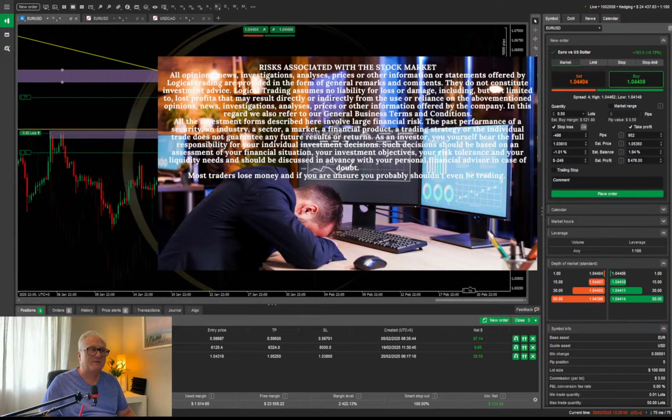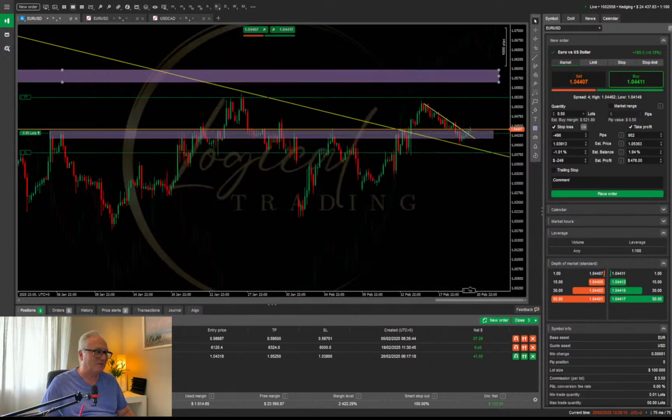Don't forget the risks associated with stocks, guys. Most traders lose money. If you don't like losing money and you don't like risk, you know what the story is. You probably shouldn't be trading.